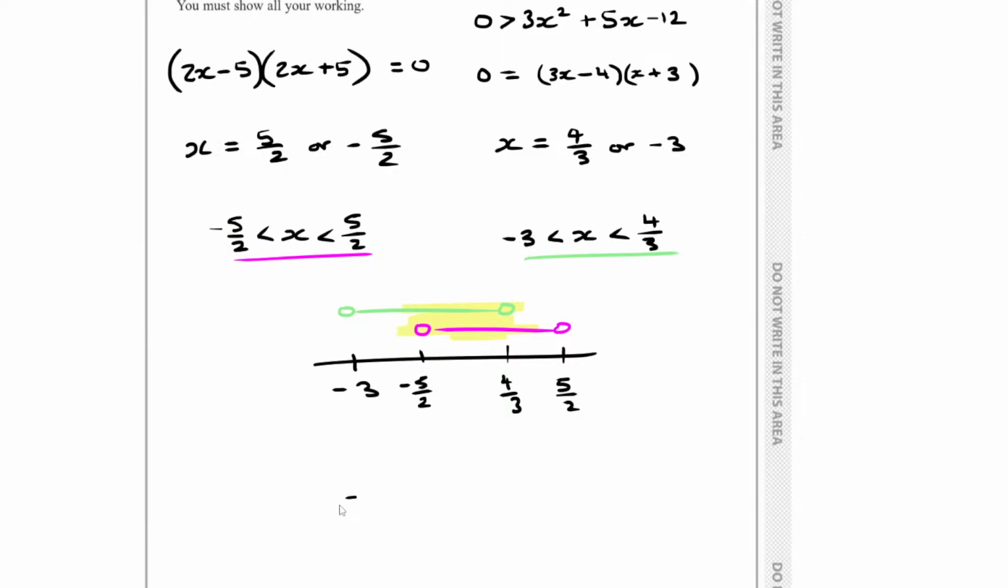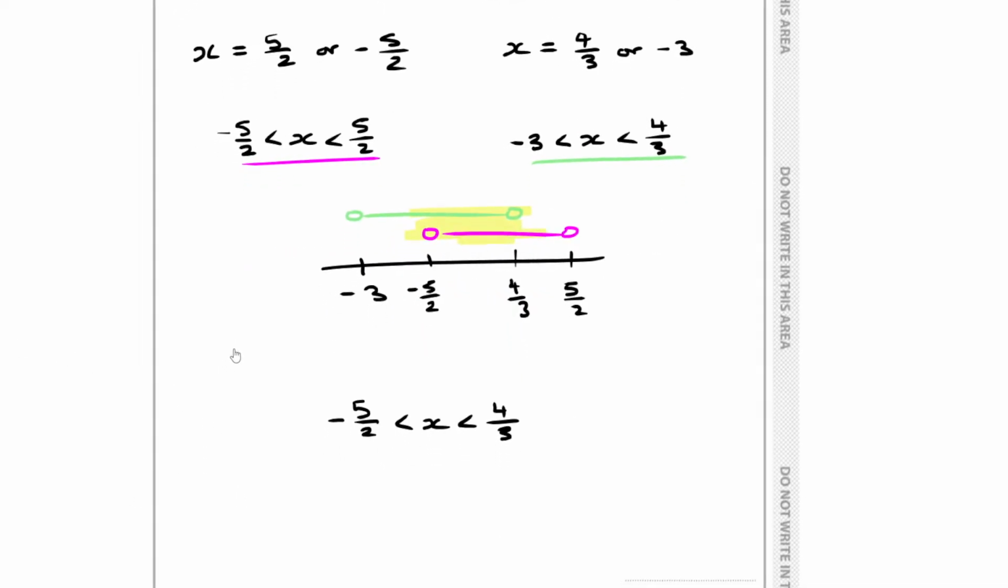So my final answer would be -5/2 is less than x, which is less than 4/3. That's the bit that covers both of them, doesn't it? Where they both overlap. And that was 5 marks. That would be your answer.